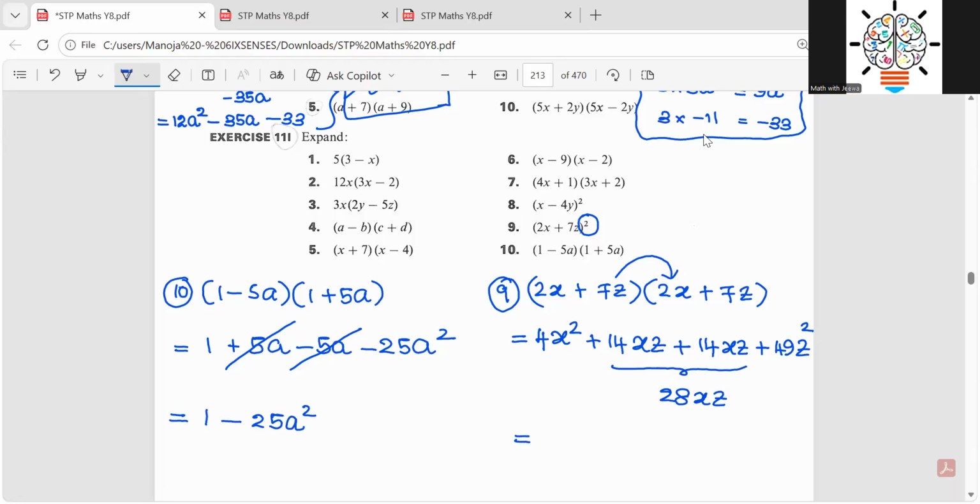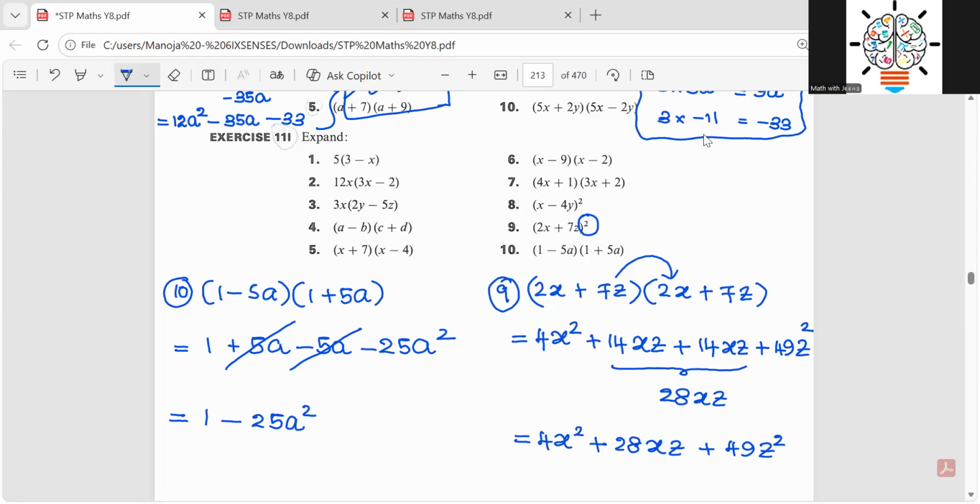And then here we have 4x squared plus 28xz plus 49z squared. So this is how we write 4x squared, 28xz and 49z squared.